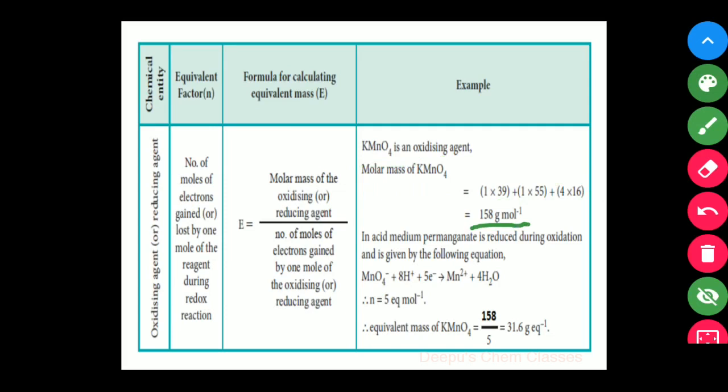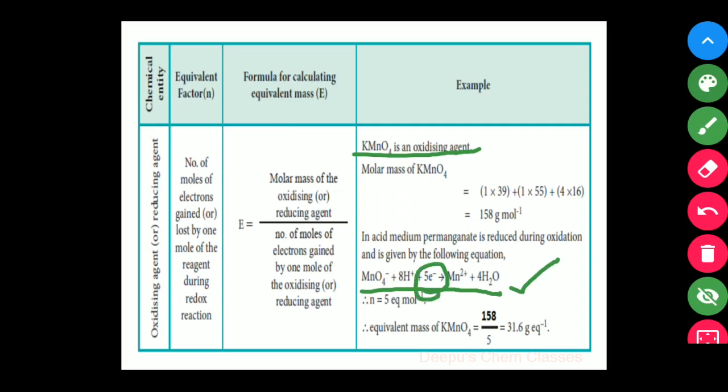Remember one thing, you have to understand the number of electrons involved in the process, either lost or gained during the process. For that we should know the equation of the reaction. KMnO4 is an oxidizing agent, so it gets reduced during the oxidation process. The equation for this process is MnO4 minus plus 8H plus plus 5 electrons gives Mn2 plus plus 4H2O. So the number of electrons involved in the process is 5.